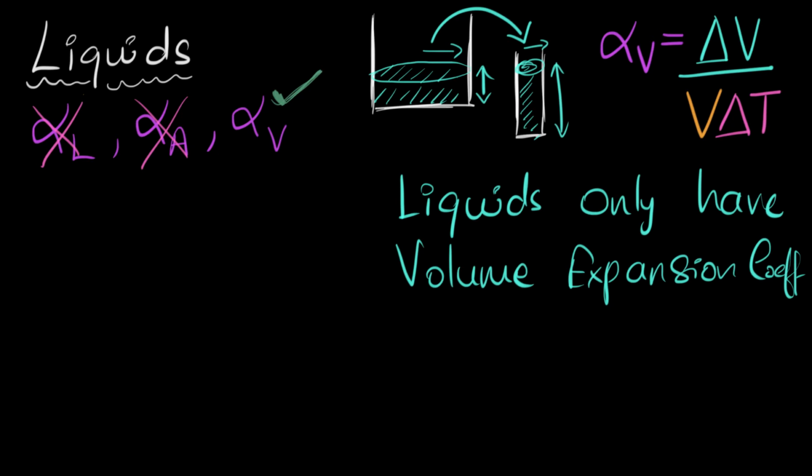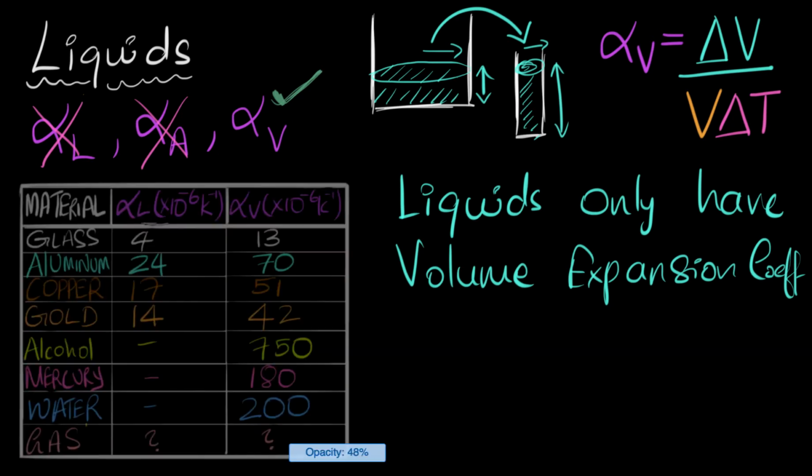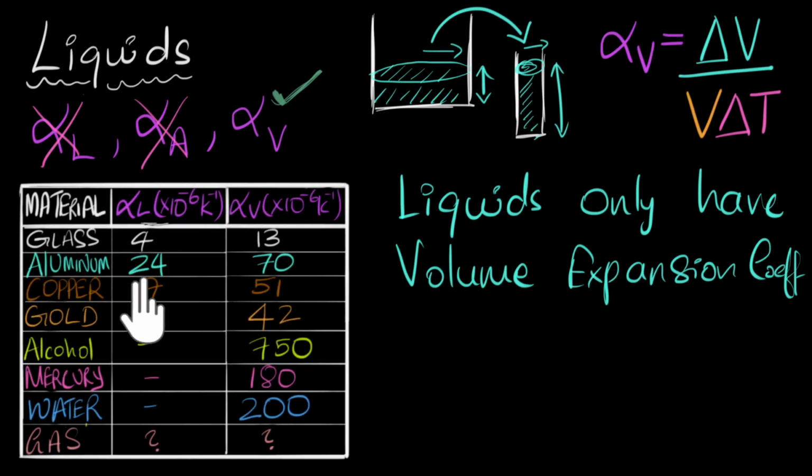All right, let me show you a table now. Here it is. Now, if you've seen previous videos, then you may have seen these values before. These are alpha L and alpha V values of some solids, but now we have also added in liquids: alcohol, mercury, water, and look, they don't have any linear expansion coefficient values.